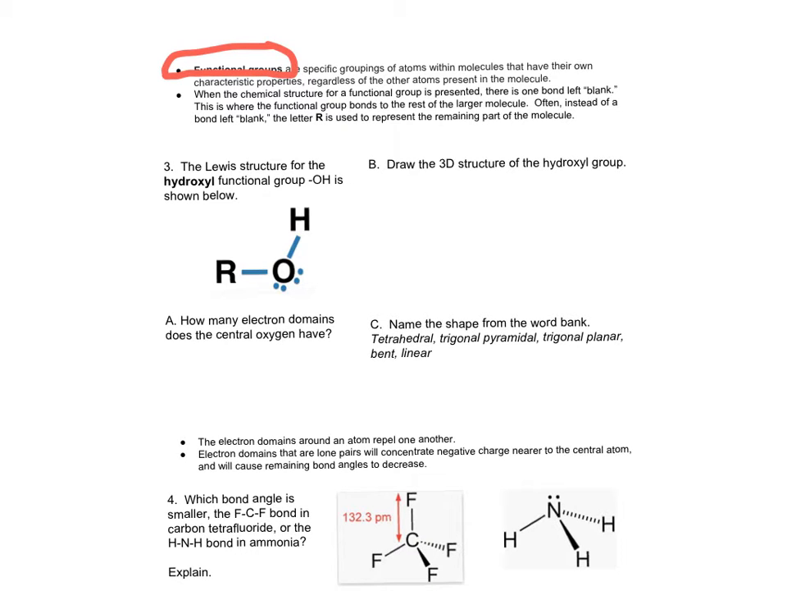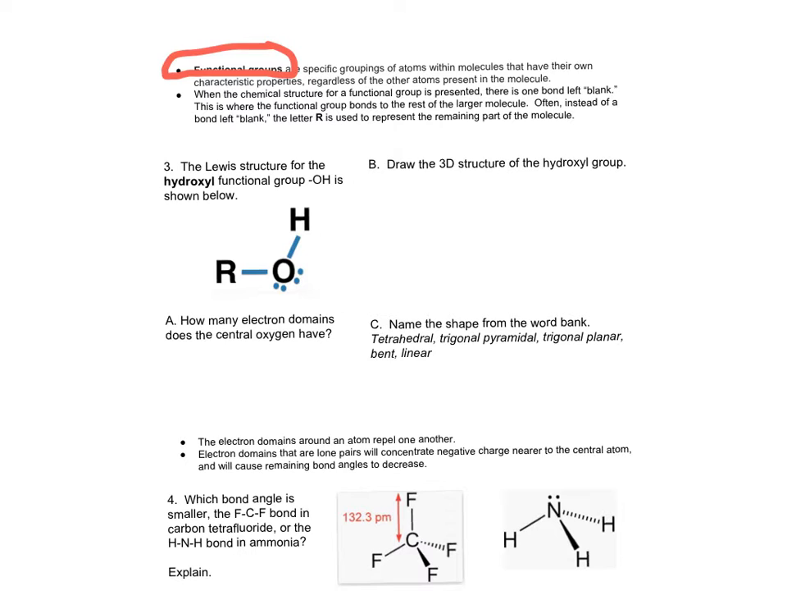The reason we're looking at that is because functional groups are often thought of to be part of a larger molecule. And if we're working towards looking at the structures of larger molecules, we need to get familiarity with the terminology of functional groups. So just reading the bullet, functional groups are specific groupings of atoms within molecules that have their own characteristic properties.